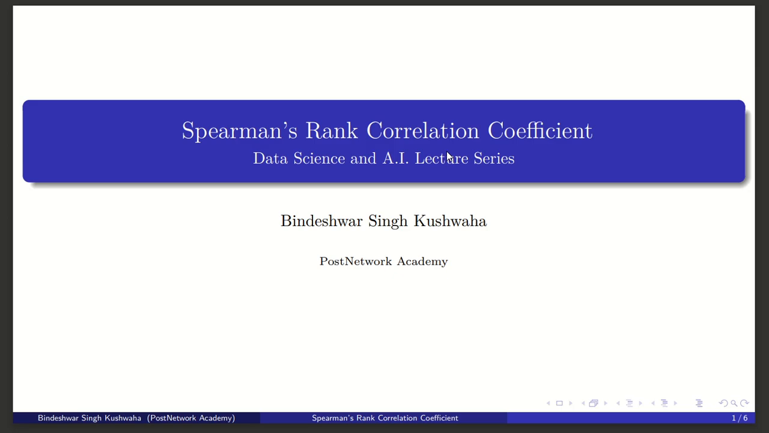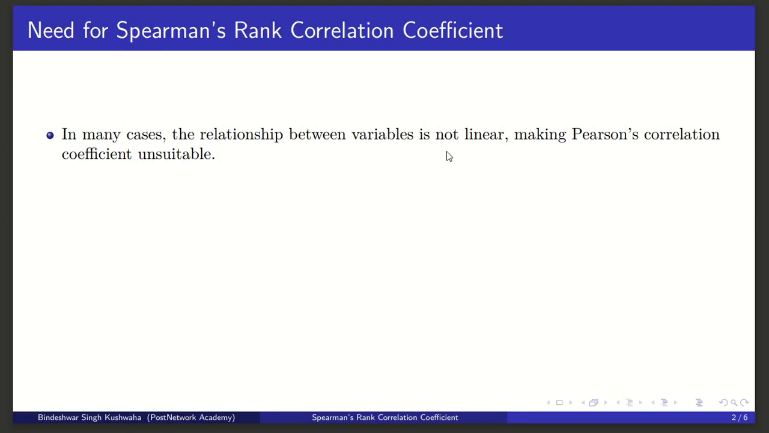In today's video, we will learn about Spearman's rank correlation coefficient. Basically, it is for ranks. This is a powerful statistical tool used to measure the strength and direction of monotonic relationship between two variables. Here monotonic relationship means direction of the relationship remains consistent. So let's get started. In many cases the relationship between variables is not linear, making Pearson's correlation coefficient unsuitable.